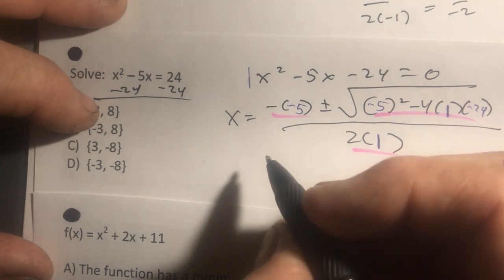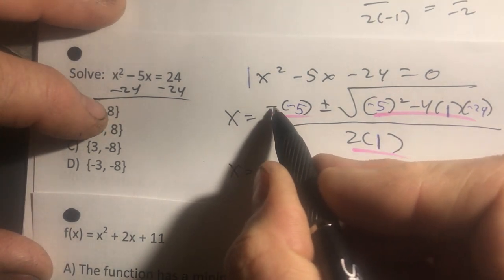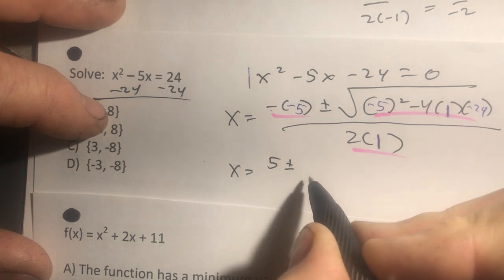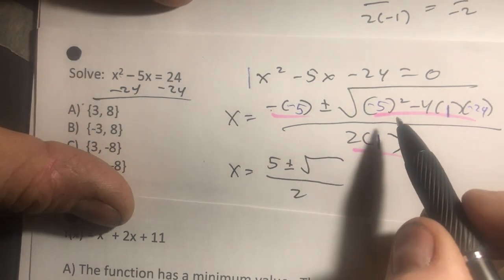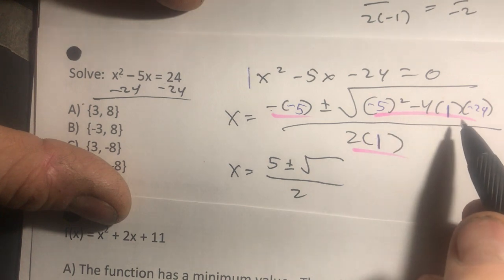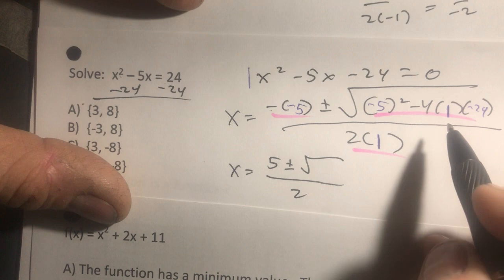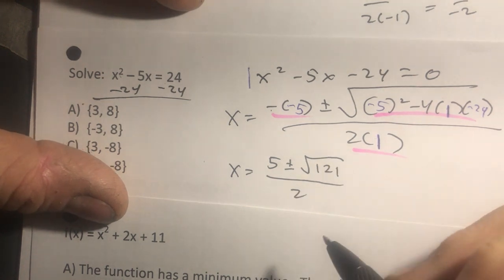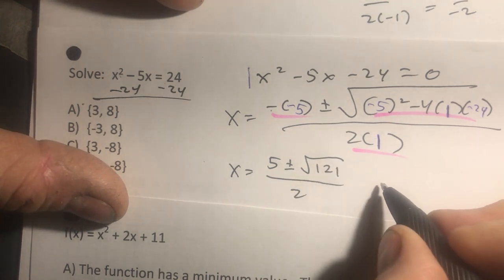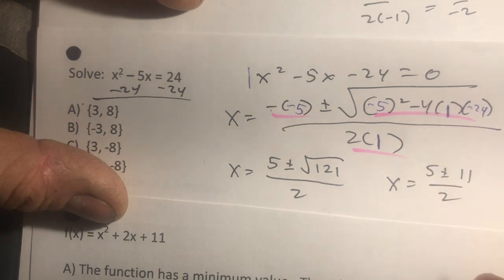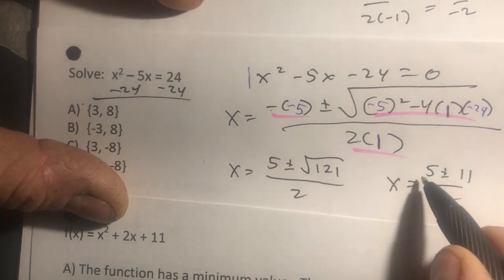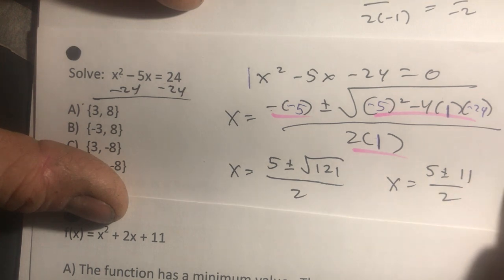Okay, so just like we did a while ago, there are 1, 2, 3 things to do. Which means I got x equals negative negative 5, which is a positive 5. Down here, 2 times 1 is 2. And in my radical, I got 25 plus 96, which is, what is that, 121? And the square root of 121 is 11. So this is going to be 5 plus or minus 11 divided by 2. 5 plus 11 is 16.